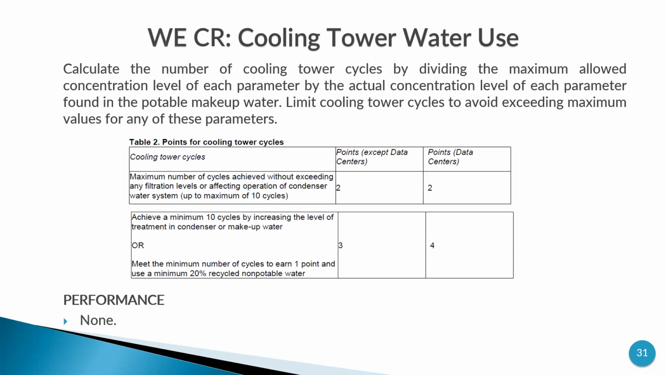So what are the conditions here? Maximum number of cycles achieved without exceeding any filtration levels or affecting operation of the condenser water system, that is up to a max of 10 cycles, that is 2 points. Then what is the other condition here? Achieve a minimum of 10 cycles by increasing the level of treatment in condenser or makeup water, or meet the minimum number of cycles to earn 1 point and use a minimum 20% recycled non-potable water, that is again 3 points.